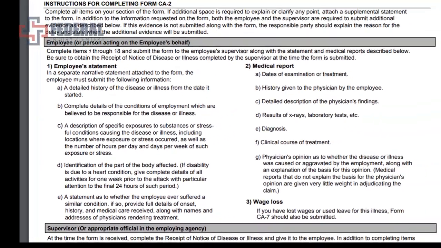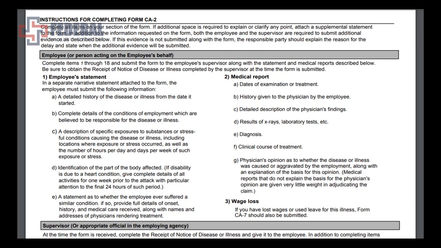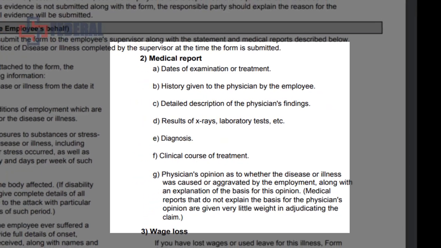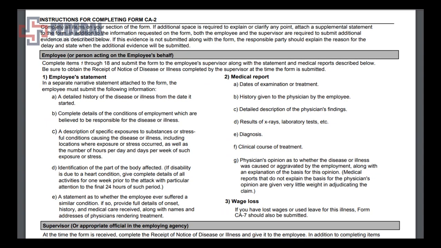Now, just briefly, if you come to one of our facilities, everything under number 2 will go ahead and be submitted for you. You don't have to worry about that. However, the burden of proof is on you to make sure that these things get submitted.